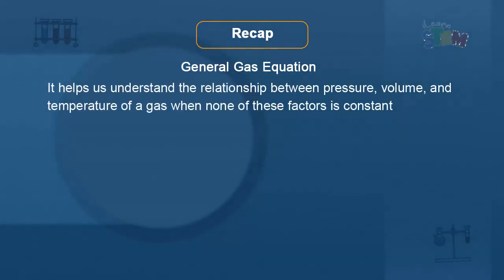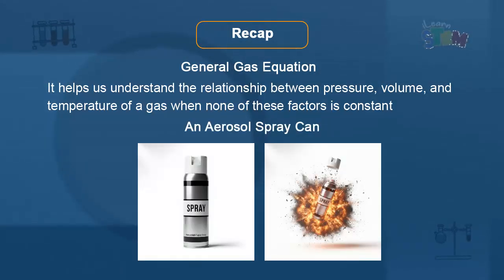In our previous class, we studied the general gas equation, which helps us understand the relationship between pressure, volume, and temperature of a gas when none of these factors is constant. This relationship explains why gases can behave dangerously under certain conditions. For example, in an aerosol spray can, an increase in temperature can lead to a rise in pressure, which may eventually cause an explosion, if not properly controlled.